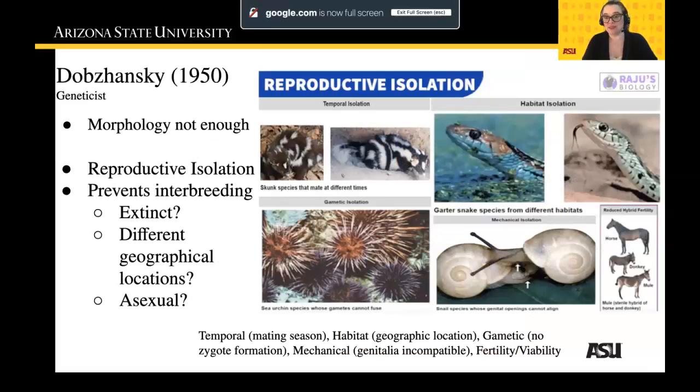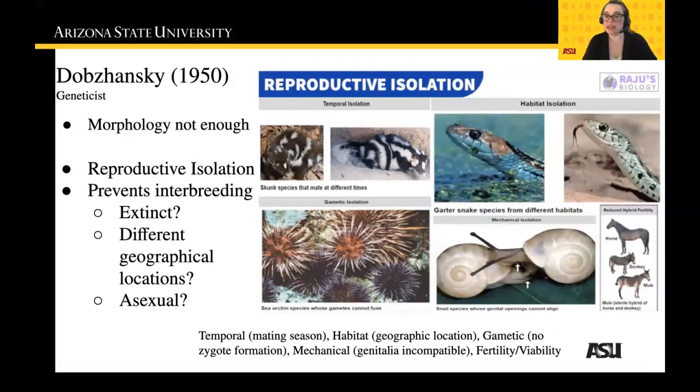Dobzhansky in the 1950s was a geneticist who really expanded on the idea of reproductive isolation. He said morphology just isn't enough to define what a species is. There are too many confounding factors. And so he said they have to undergo reproductive isolation. And they can do this through many forms.